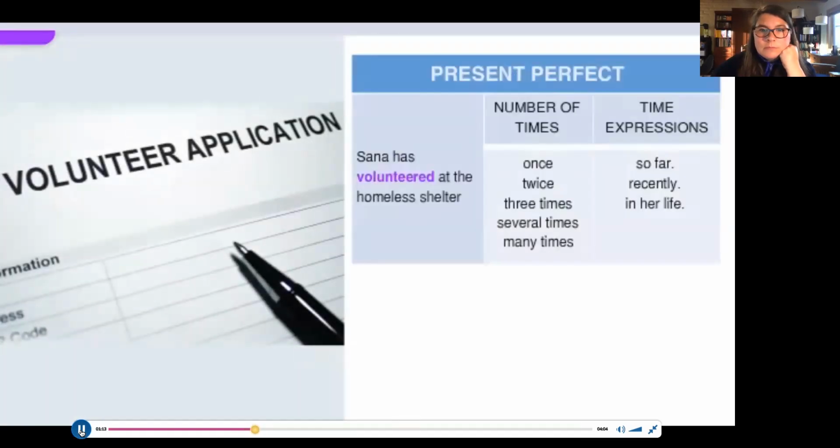Present perfect. Sana has volunteered at the homeless shelter several times recently. Sana has volunteered at the homeless shelter many times in her life. Notice with present perfect, we have has, the main verb, but in the third form of the verb. And so far, recently, and in her life are not specific. Past tense was last week, okay? So far, recently, in her life is not a specific point in time. It just means before, really.